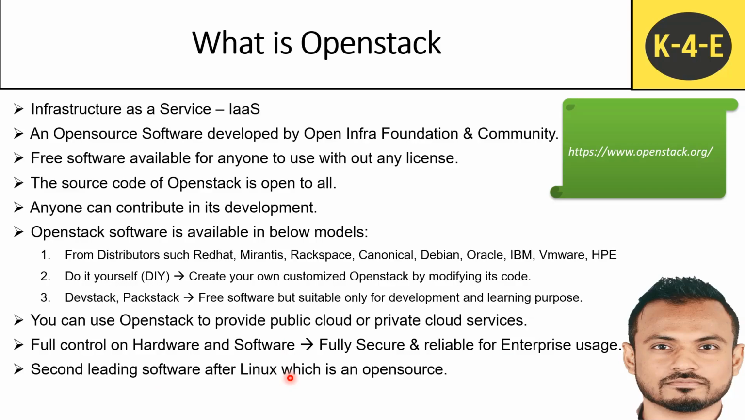Now, OpenStack is the second leading open source software after Linux. In the industry, the first revolution of software was oriented toward the Linux operating system. Linux was the first open source software which revolutionized the IT world. Then OpenStack is the second leading software after Linux, another open source example, which is revolutionizing the world in terms of free software usage.